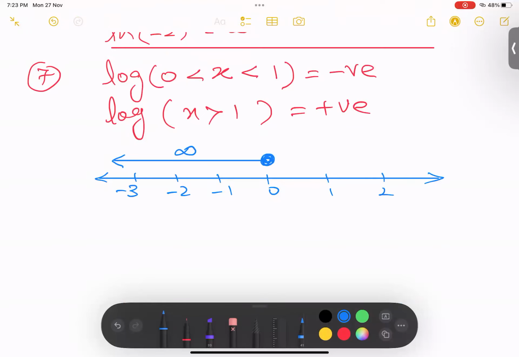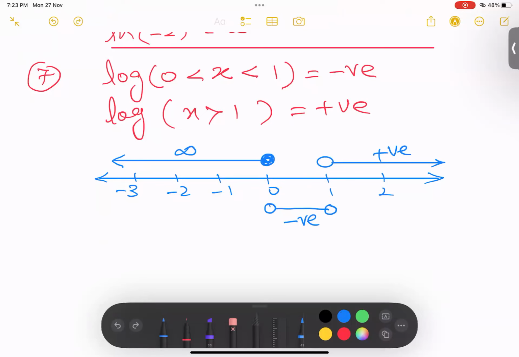But between 0 and 1, you will get negative values. And after 1 and onwards, continuing forever, it is giving you positive answers. Now we can have some experiment. But 1 I did not type in the calculator, because the log of 1 gives you 0.